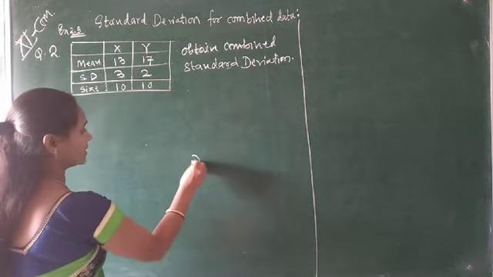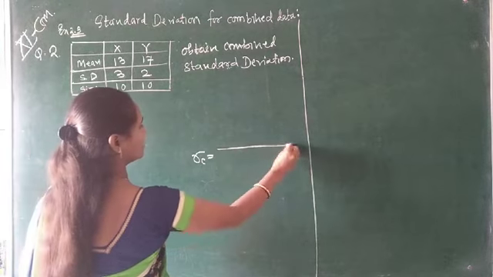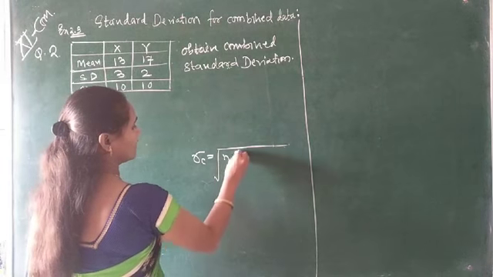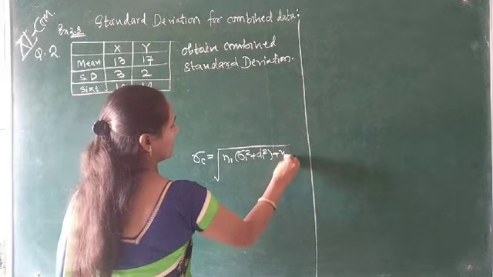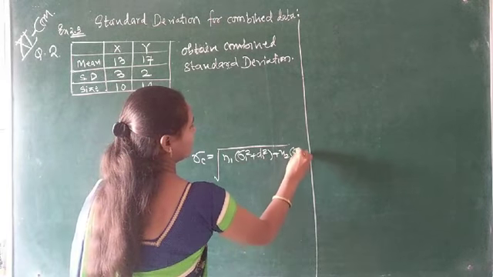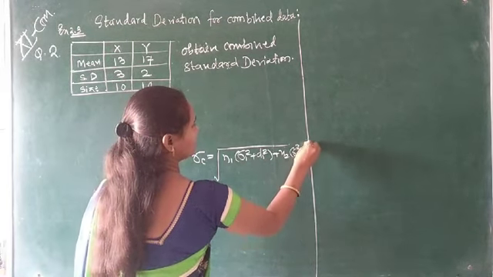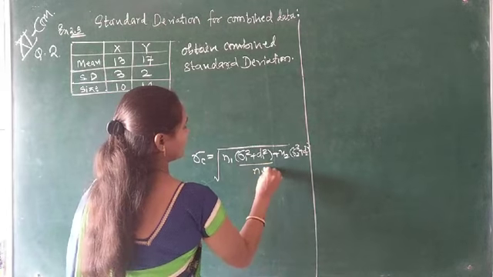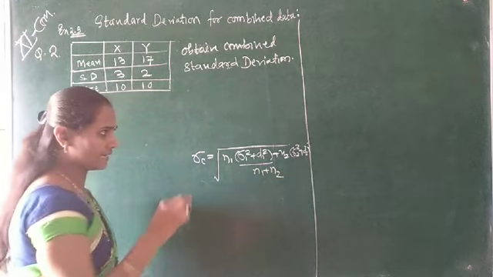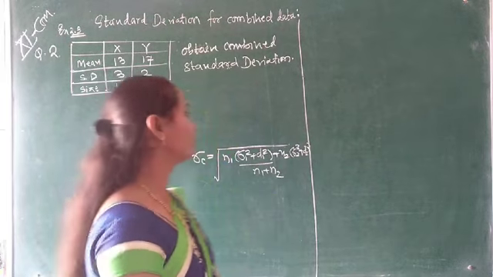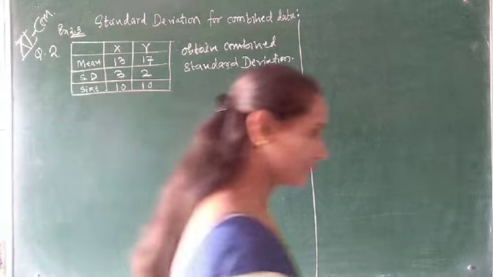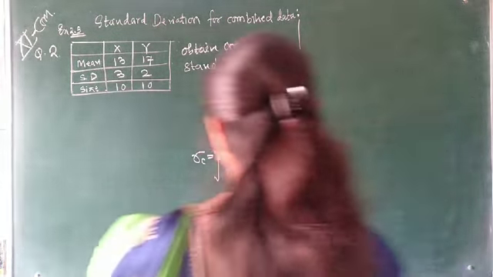The formula for this is sigma c is equal to under root of n1 into sigma 1 square plus d1 square, plus n2 into sigma 2 square plus d2 square, divided by n1 plus n2. First of all, while finding d1 and d2, we have to find the combined mean of our given data. Let us solve our next question, that is question number 2.